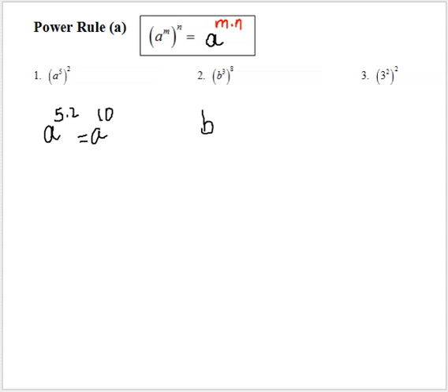Mariam, the next one would be b to the power of what? Did you put 8? Mariam, you want to correct it? B to the power of 24. Yeah, you multiply them. And Elaine, last one would be 3 to the power of what? 4. Okay, very good. Rounds up okay for power rule part A?